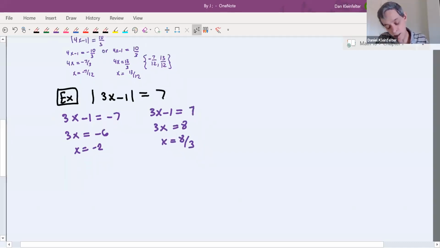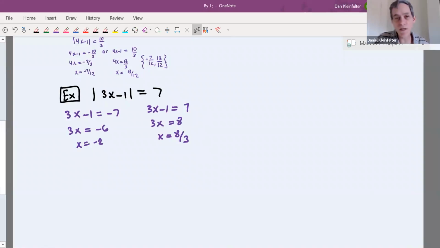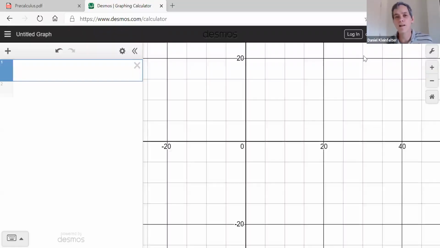All right, so I wanted to do one more thing, which was to show you how to solve this particular equation graphically. So we're going to do this on the computer, actually. So let's see how that looks. All right, so once again, we're here looking at Desmos. We want to see if we can use that to help us solve our absolute value equation. So this one was the absolute value of 3x minus 1.